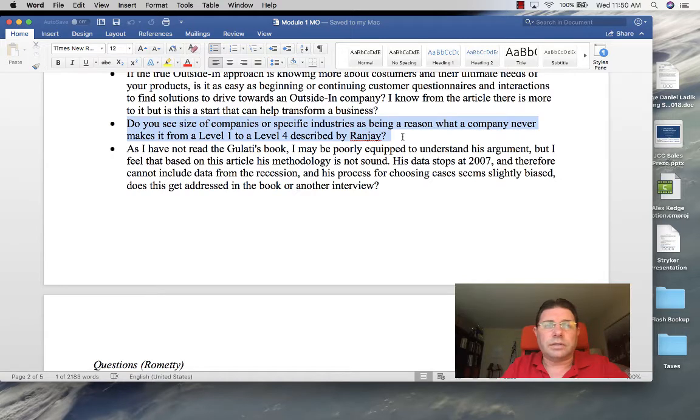Do you see the size of companies as being a reason why a company never makes it from level 1 to level 4? No. Look, IBM, which is a monster tech company and has been around since the 50s, has reoriented itself twice since 1990 in a major, significant way. The whole corporation. So I don't care about the size of the company. It can be done if you are forced to do it.